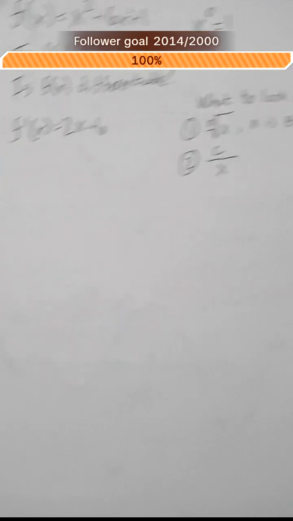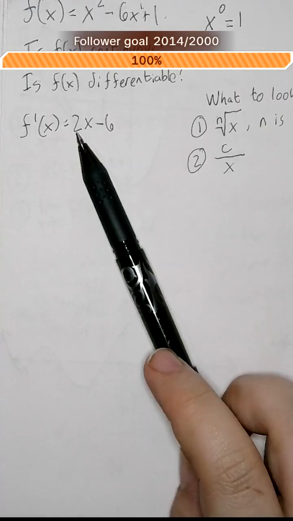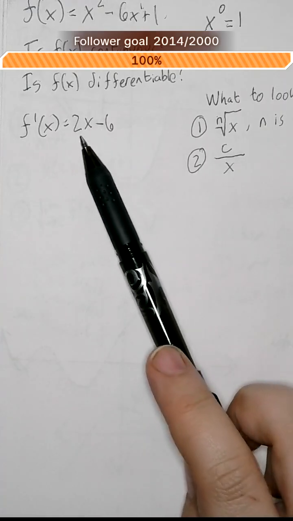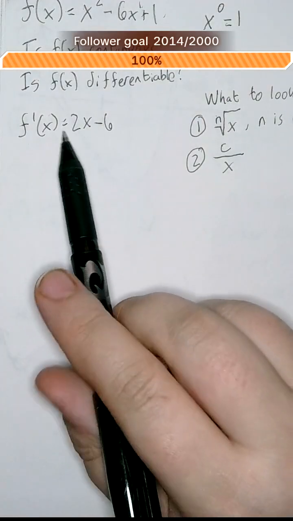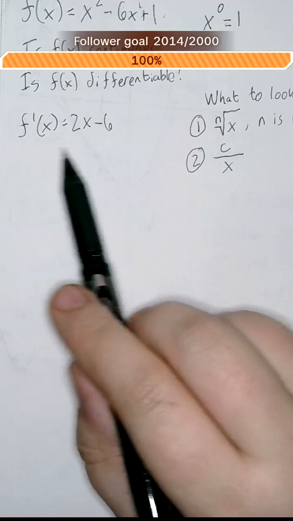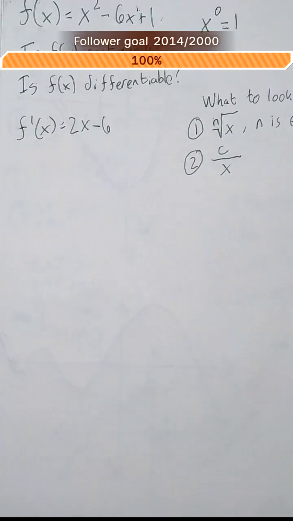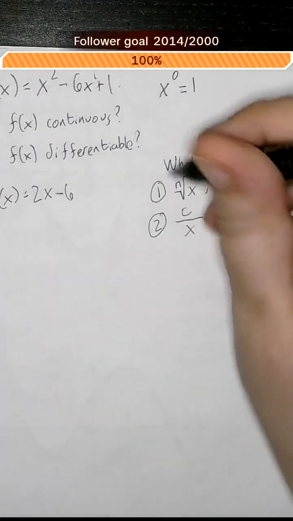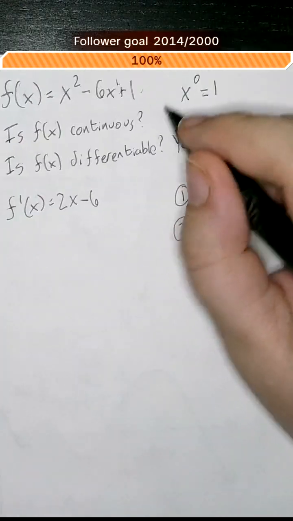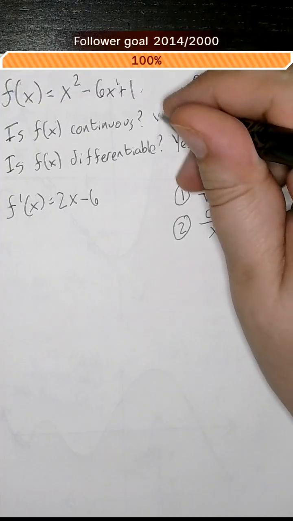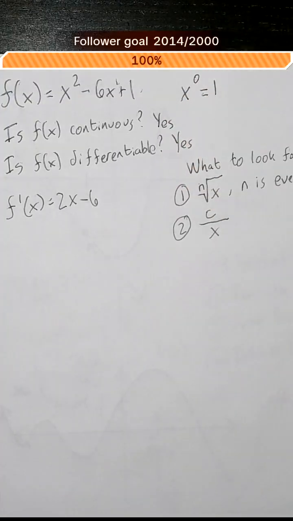Yeah, exactly. So I don't have a square root around that x, nor am I dividing. Nor do I have any chance of division by 0. So the derivative exists everywhere. So therefore, is it differentiable? Yes, it is. And by that virtue, is f of x continuous? Because it's differentiable, it is also continuous.